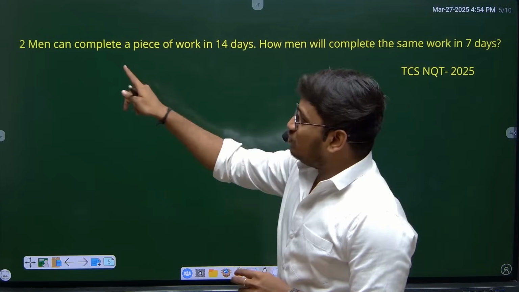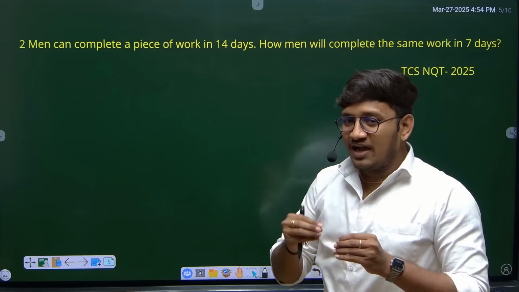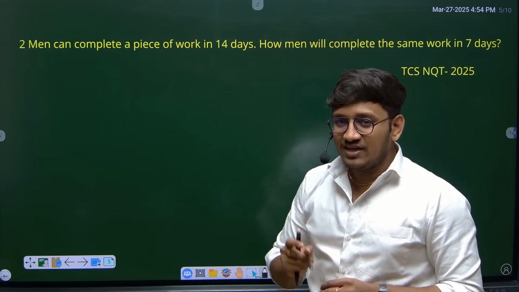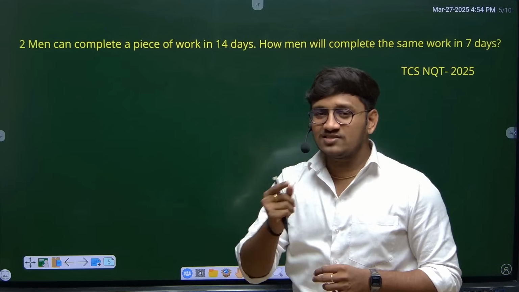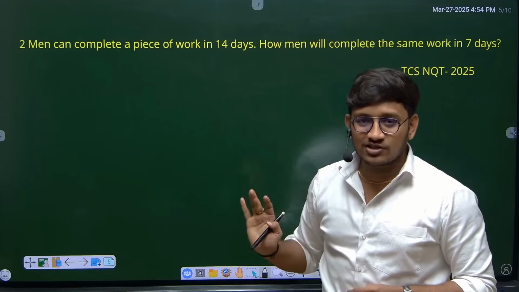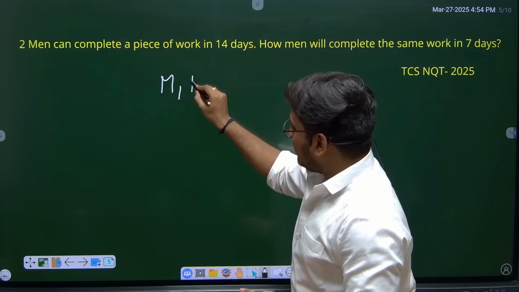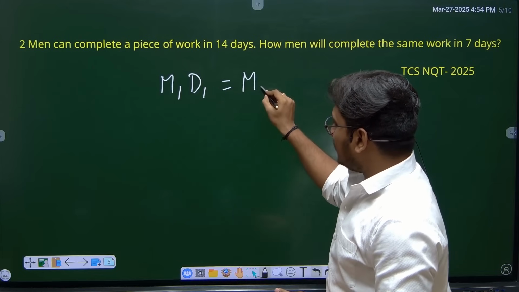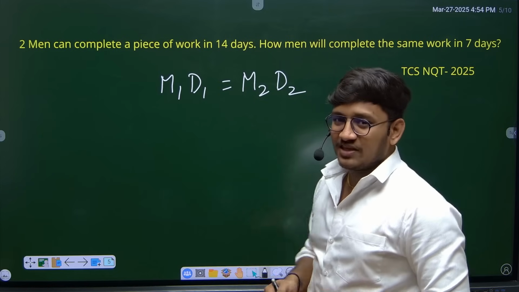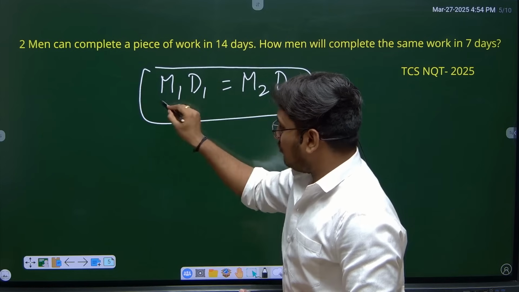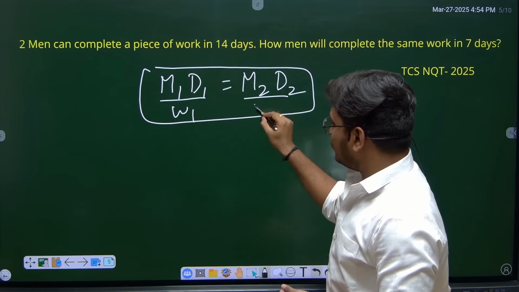This question is one of the important category questions from time and work. When you get this type of question, I have already given a small shortcut. If you remember that logic, it's just a matter of 10 to 20 seconds to solve this question. So what is the shortcut? M1 D1 is equal to M2 D2. Actually, we have a formula M1 D1 by W1 is equal to M2 D2 by W2.